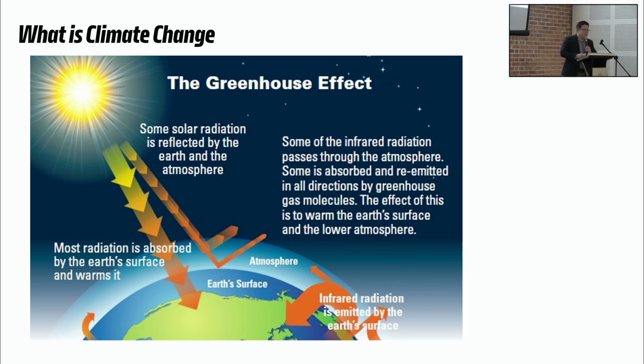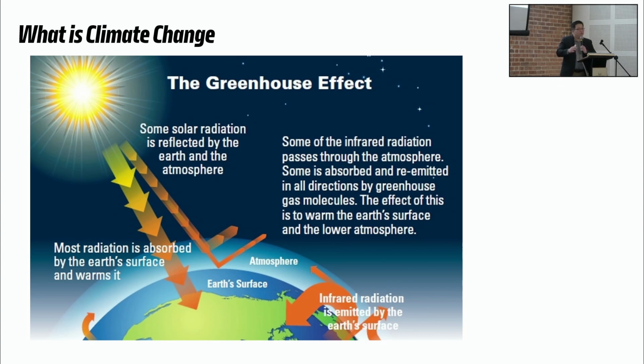However, some of the infrared radiation passed through the atmosphere and the ozone layer, and then it was somehow trapped by the greenhouse gases, okay, and the greenhouse molecules. What are the greenhouse gases? I will cover that shortly in the following slides.